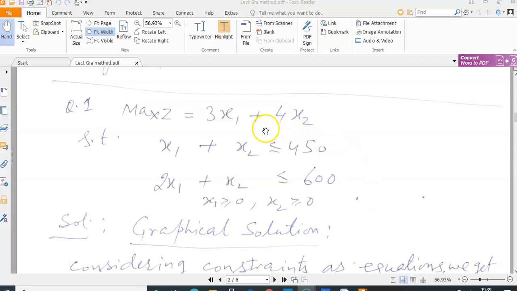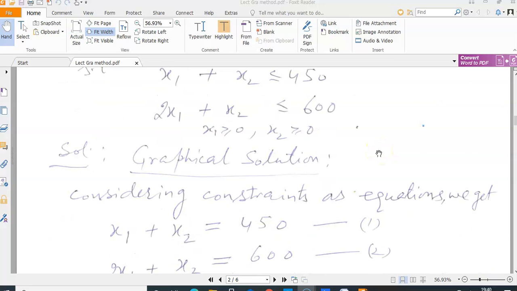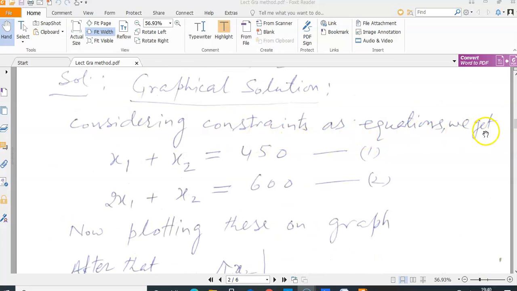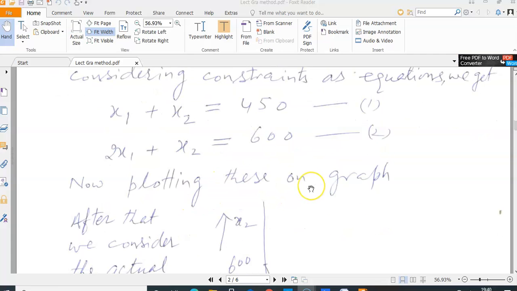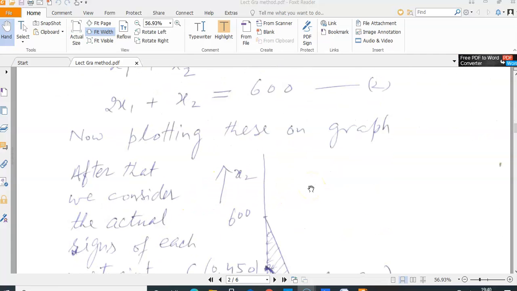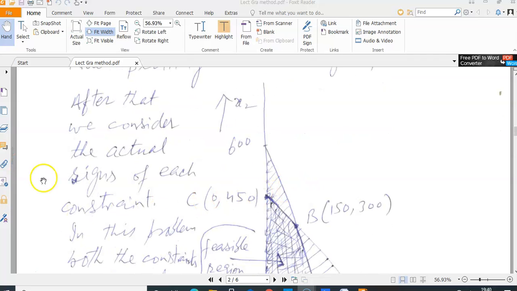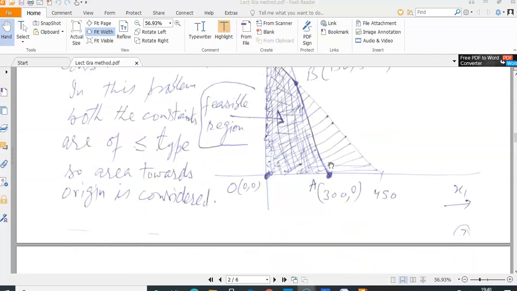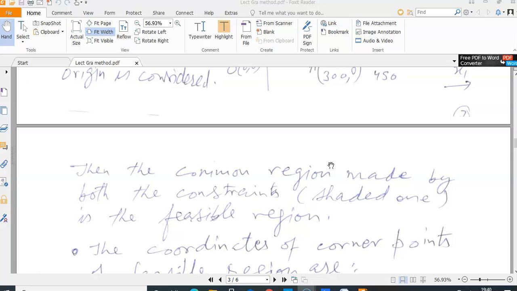This is an example where all the constraints are less than or equal to type and the objective function is of maximization type. So we will solve it considering the constraints as equations. So x1 plus x2 equal to 450 and 2x1 plus x2 equal to 600. Now plotting these two on the graph, these two equalities represent two straight lines.